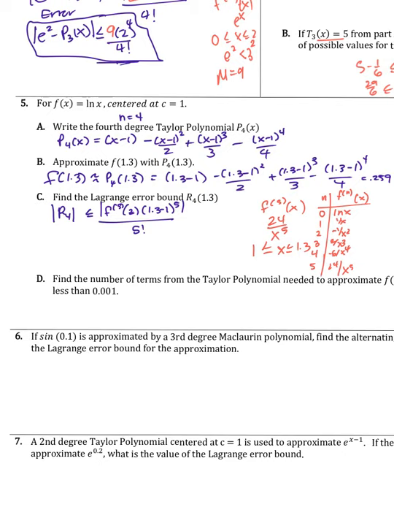So think about what we're doing here. We're dividing 24 by something. If we want this to be bigger, we want to divide it by the smaller number. So we can actually use that our m value, if we plug 1 in here, our m value is just 24. So this is going to give me that the absolute value of the remainder is less than or equal to 24 times 0.3 to the fifth power over 5 factorial, which I'm going to tell you is 0.000486.